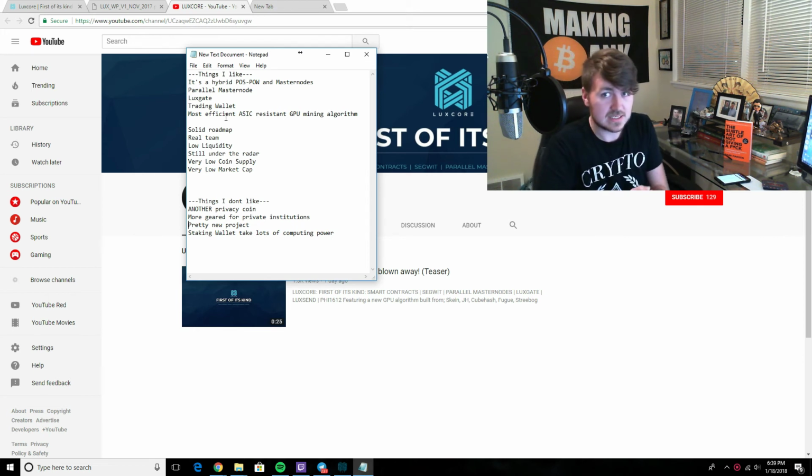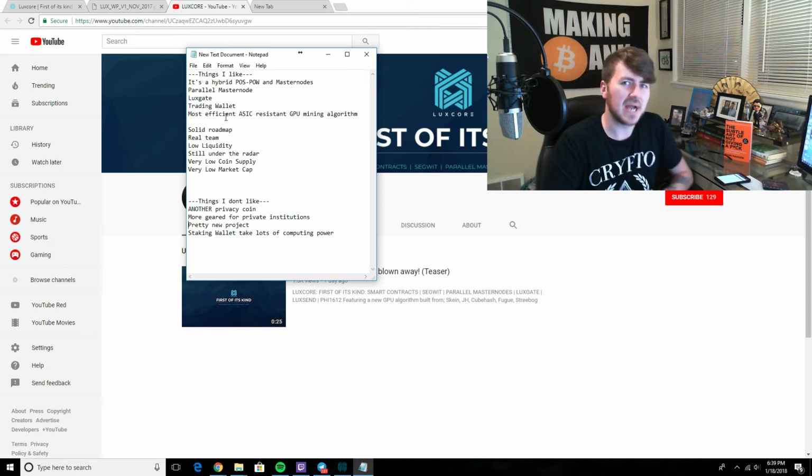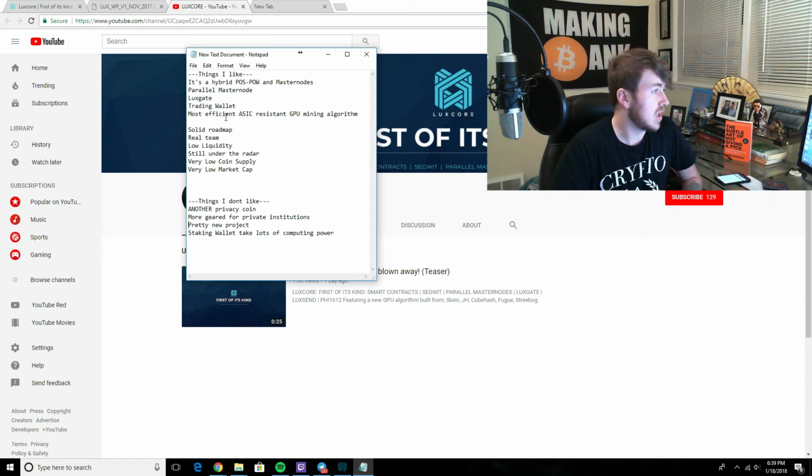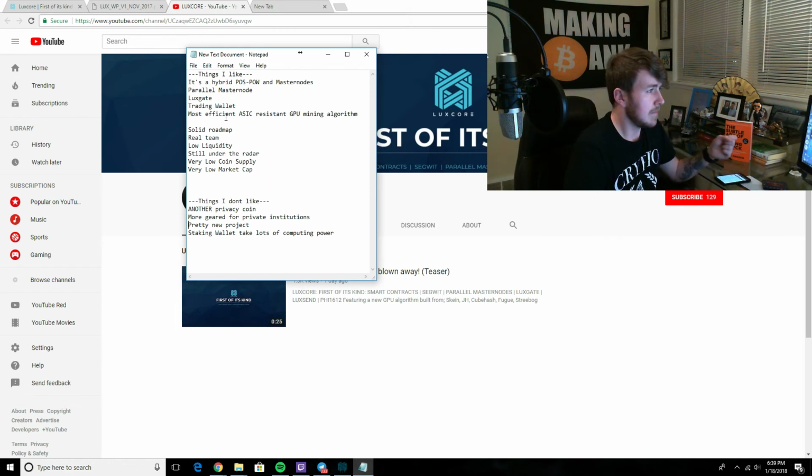All my rigs are on Lux because it's low market cap. There's energy savings and my rigs run cooler while mining Lux. It's got a solid roadmap, a real team, which we've seen with the emails. Low liquidity, which acts as a double-edged sword, but I like the low liquidity because it means that there's room to run once it gets listed on other exchanges, which I'm confident it will.